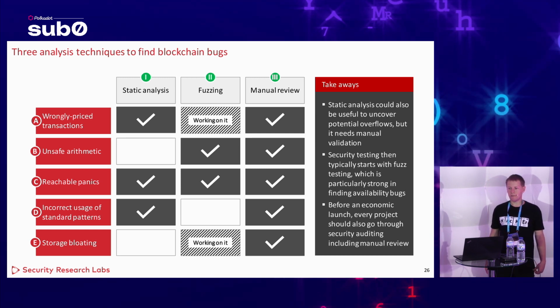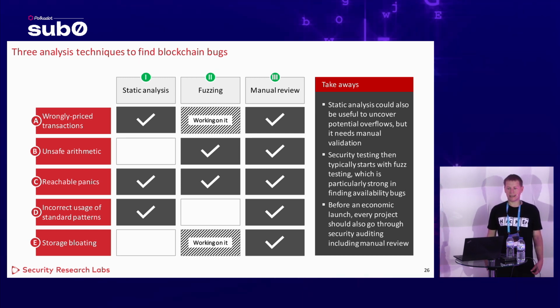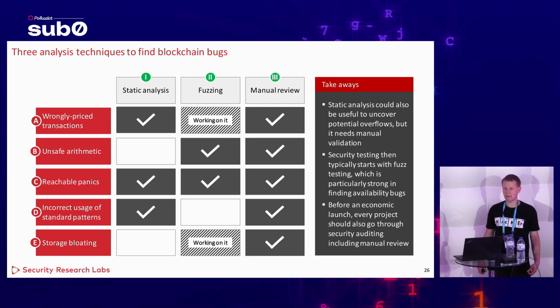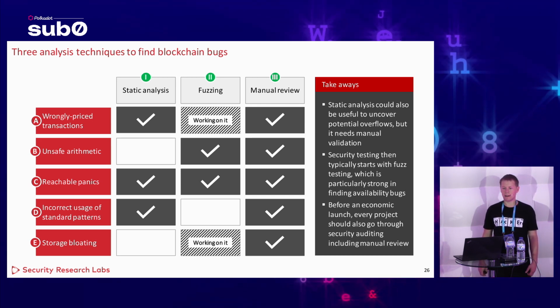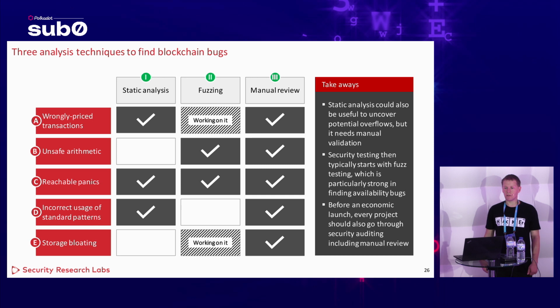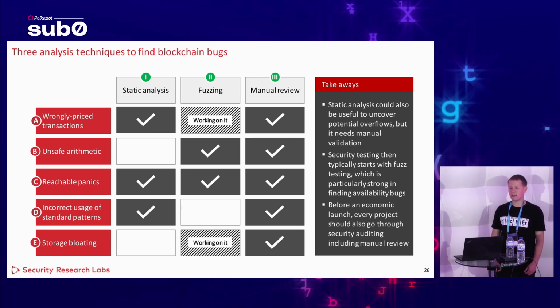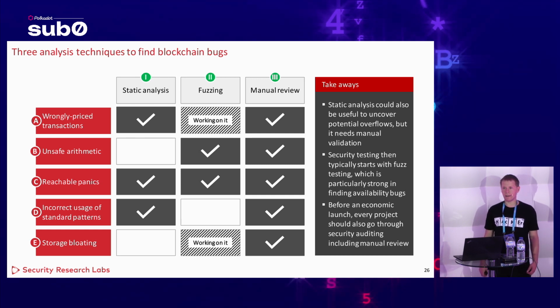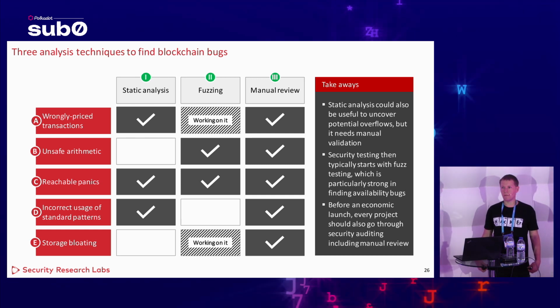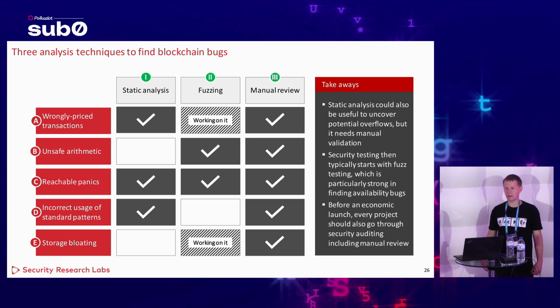For fuzzing, we can definitely find unsafe arithmetics. That's what we are finding quite a lot. And we can find user reachable panics. And we are also working on finding other things like a mismatch between the transaction weight and the actual weight. So, for example, the POV size or maybe even the execution time.